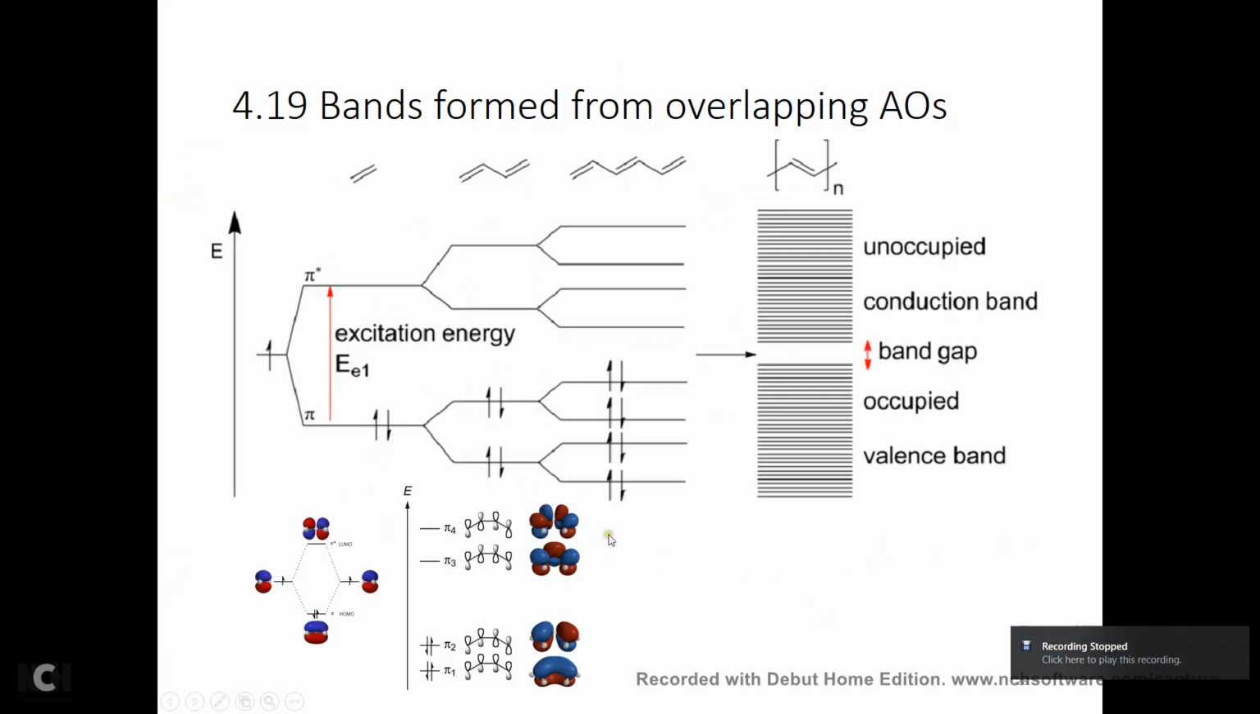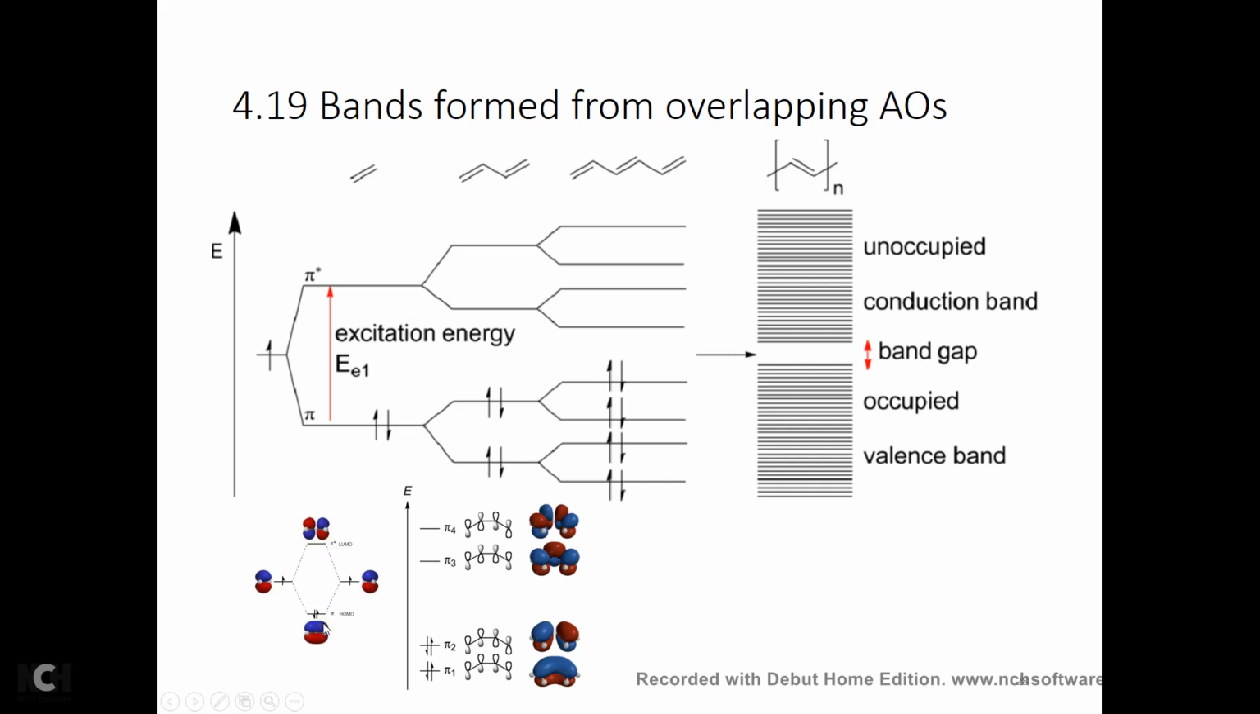Section 4.19. Bands formed from overlapping atomic orbitals. Let's look at this ethylene molecule. On each carbon, there is a p orbital. These two p orbitals can form this pi bonding orbital via constructive interference, or pi star anti-bonding orbital via destructive interference with a node in the middle. And then we can put the two valence electrons in the pi bonding orbital. This is the HOMO, this is the LUMO.